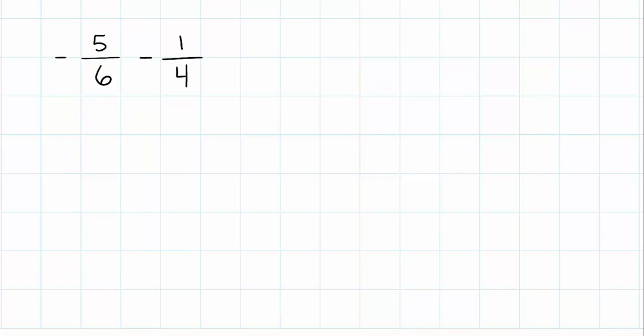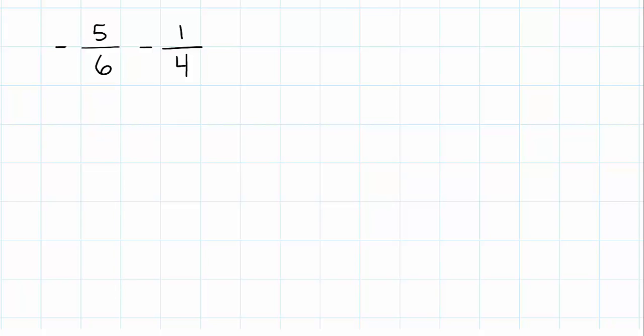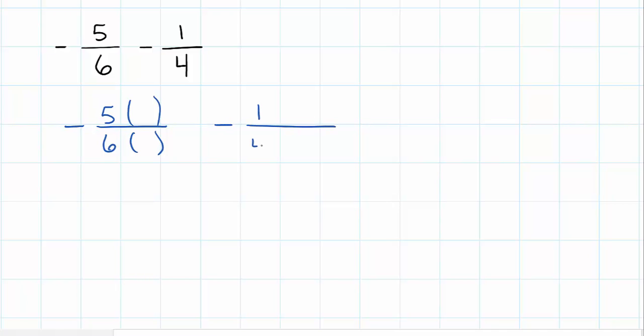So for this one, I've got a negative fraction in front, and then I am subtracting a fraction from that negative fraction. And again, we don't have common denominators, so I've got to rewrite this and extend my fraction lines. So I have negative 5/6, and we're going to subtract 1/4.